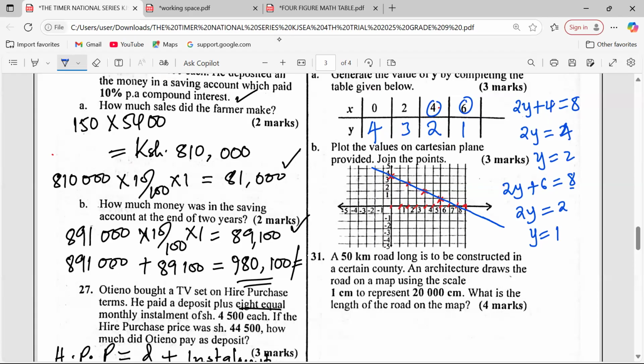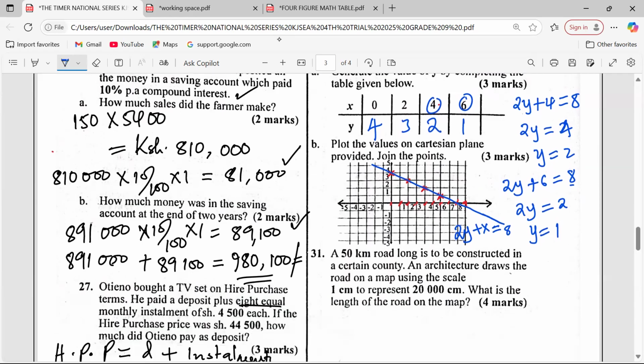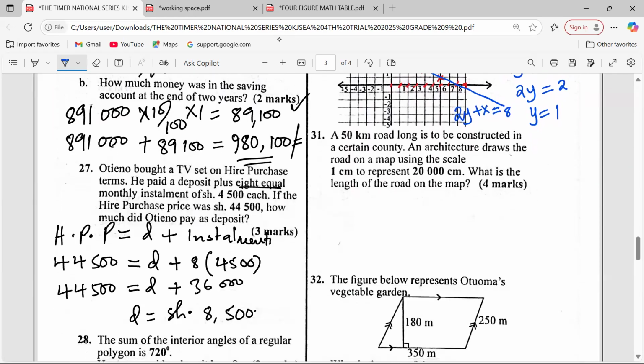Line 2y plus x equals 8. That way. So we are done with that question. Now we check number 31. A very good question here.